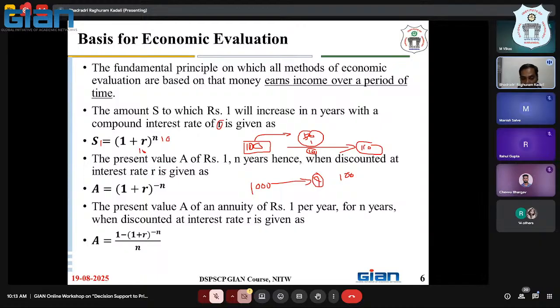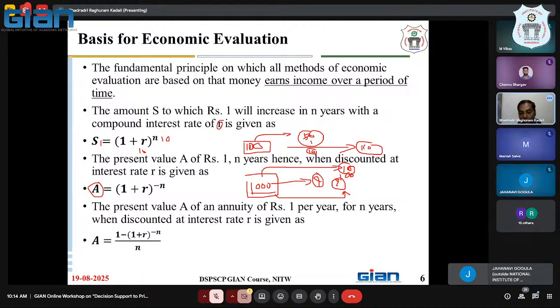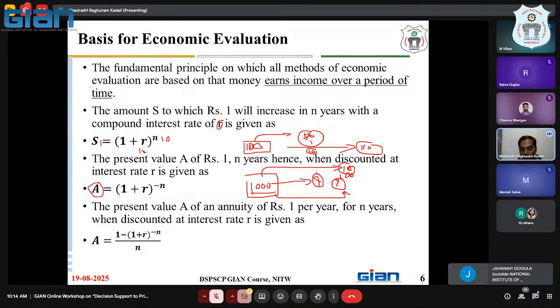What is the present value of A in n years with respect to the discount rate of interest R? Suppose you want to get 1000 rupees now, so how much time and how much money will be invested? Let us assume the time is fixed at 10 years. If you want to get 1000 rupees now, how much money is to be invested for the 10 years? In the same way, we have the present value of the annuity, added as 1 rupee per year for n years, with discount rate R.